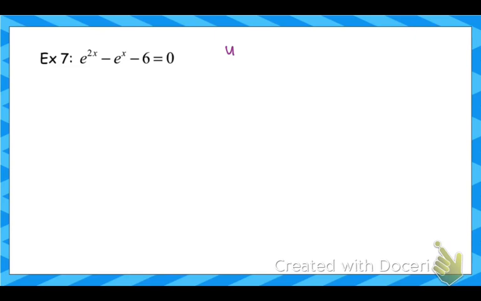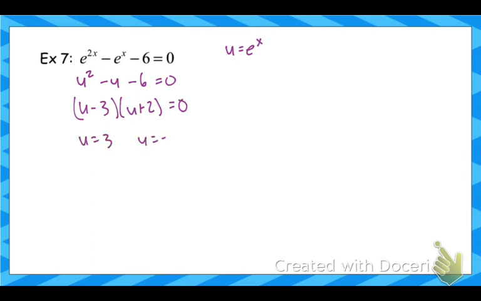So what I'm going to replace U with is e to the x. Because if I do that, then e to the 2x becomes, remember, e to the x squared, because you multiply those values. So this becomes u squared minus u minus 6. Well, that's really easy to factor. That factors into u minus 3 and u plus 2. Well, then, to solve for u, u is 3 and u is negative 2.